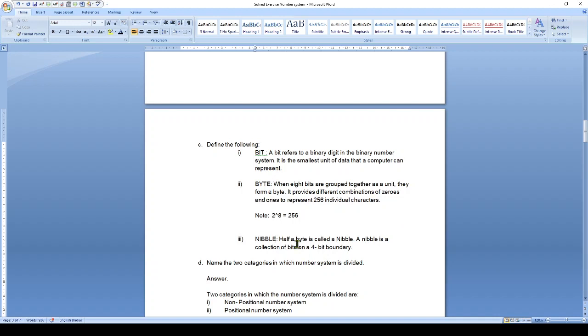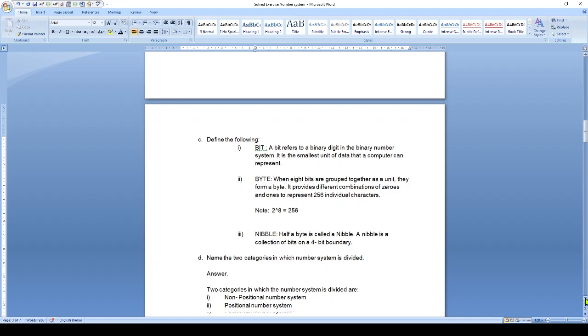Next is nibble. Half a byte is called a nibble. A nibble is a collection of 4 bits. So a byte is 8 bits long, and a nibble is half of it, that is 4 bits long. So half a byte is called a nibble.